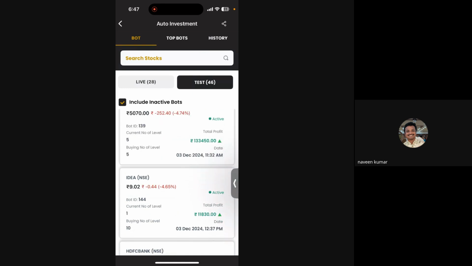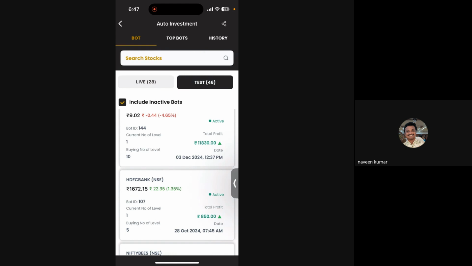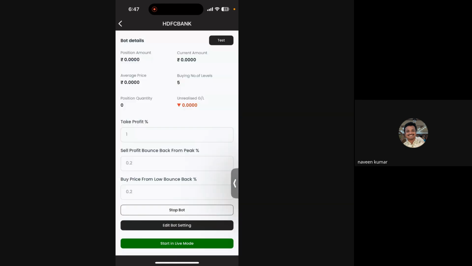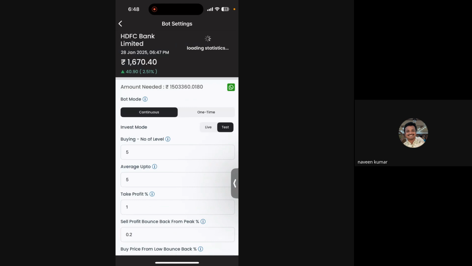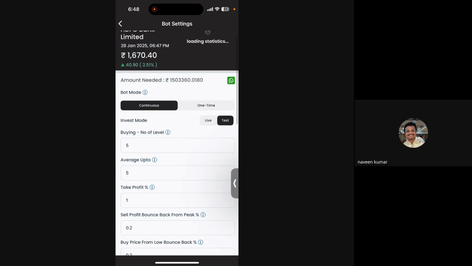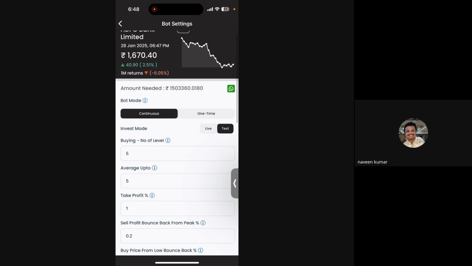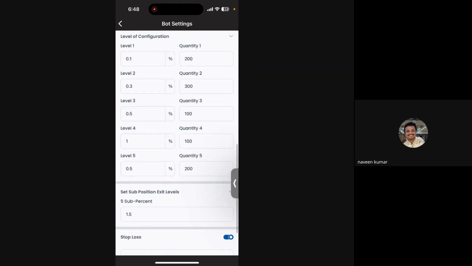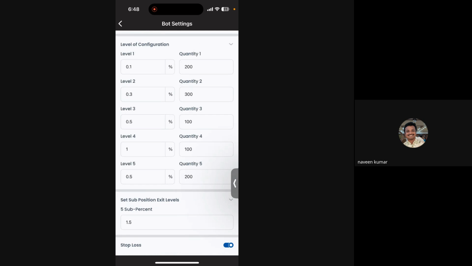Idea is also there, which was created. HDFC Bank, it's my favorite. Many trades were not happening because I have not kept it so aggressively here. I have deployed around 15 lakhs into this, 5 levels of buying, 200 shares at each level, buying at different points: 1, 3, 5.